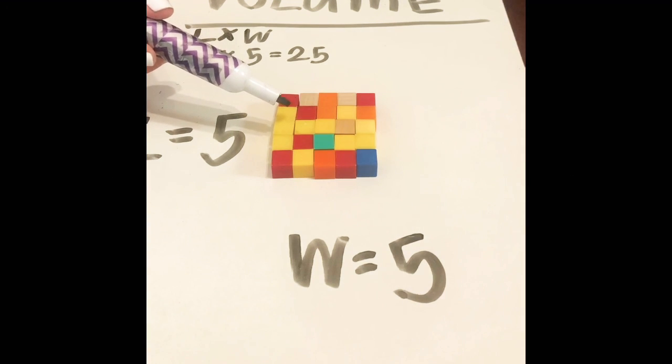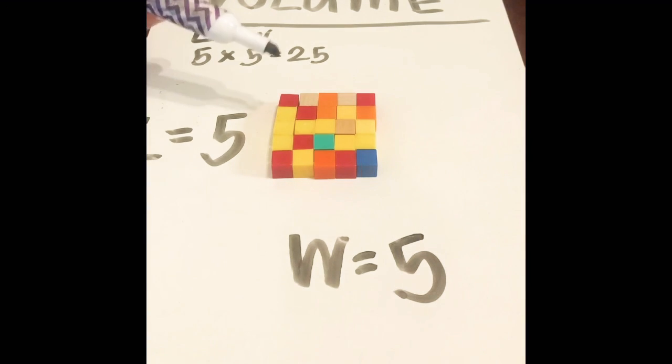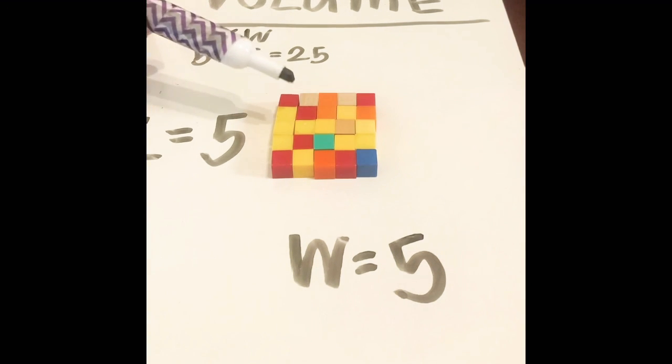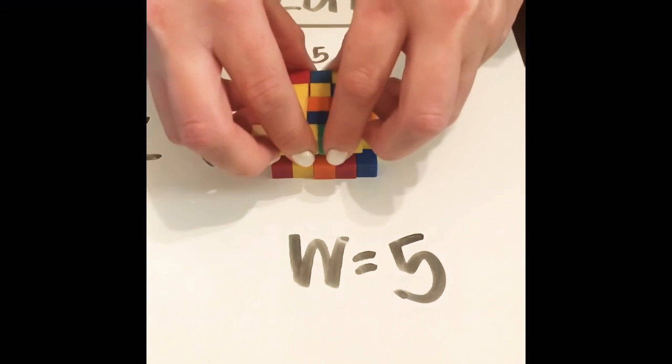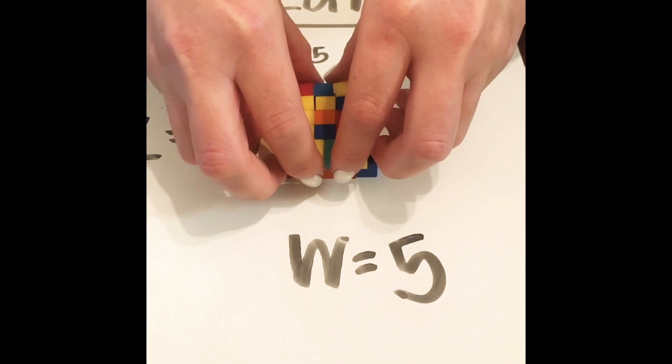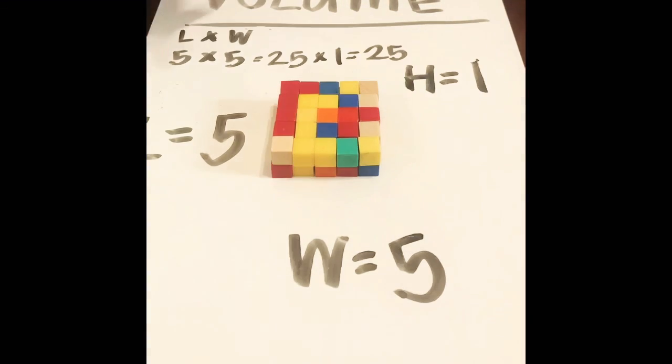Next, I'm going to build another layer on top of this one. The second layer is going to have exactly the same amount of cubes as layer 1. Okay, now I'm going to check the dimensions again and see if I can figure out how many total centimeter cubes are in this entire 3-dimensional figure.